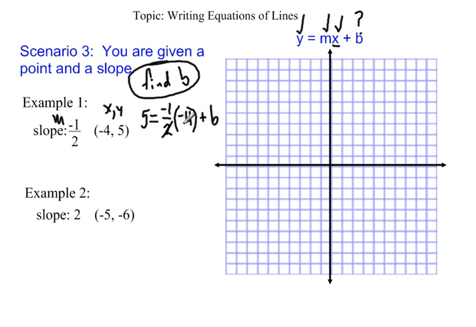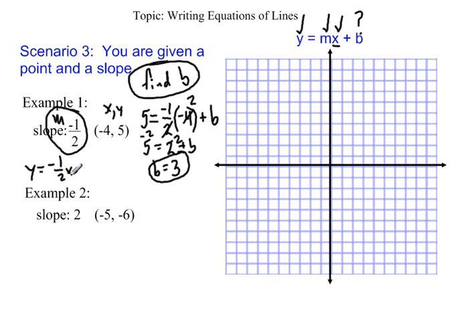Now 2 goes into negative 4 twice. Negative 1 times negative 2 gives you positive 2. So 5 equals 2 plus b. When I take 2 away from both sides, I get b equals 3. So now I've got b, I've got m, and when I rewrite I leave x and y open. I don't use negative 4 or 5 anymore. So y equals negative 1/2 x plus 3.